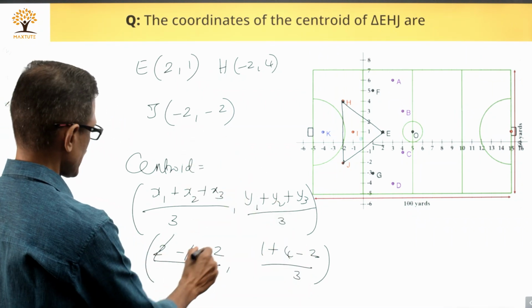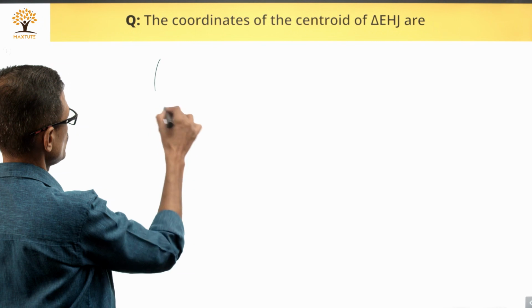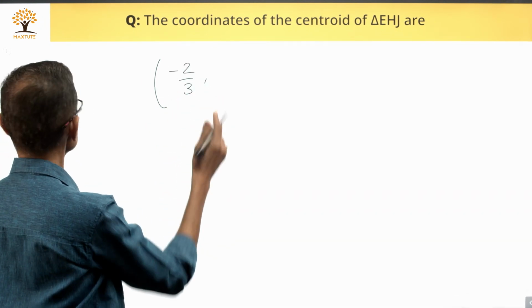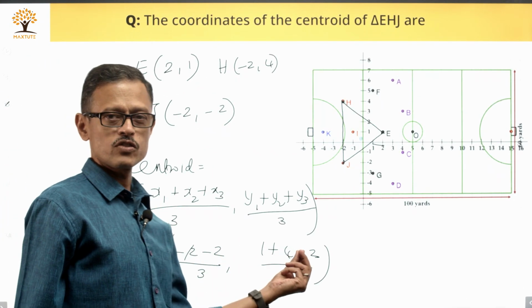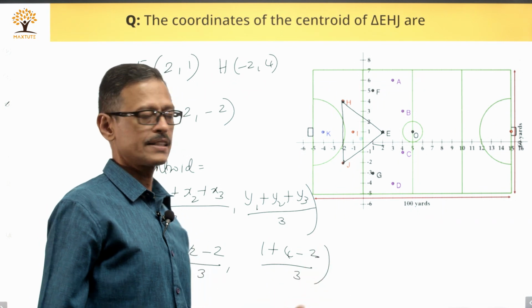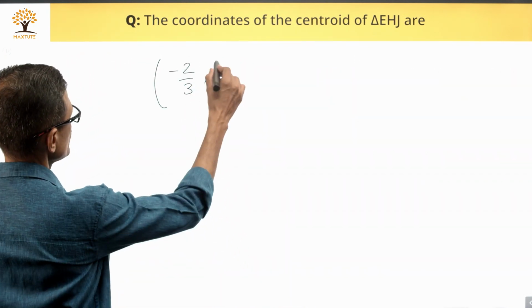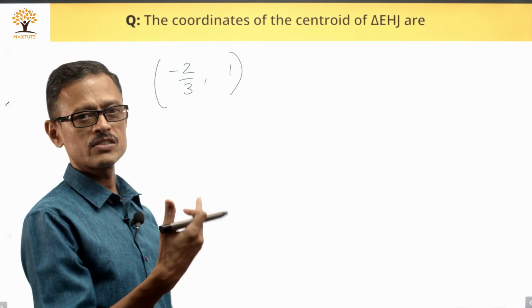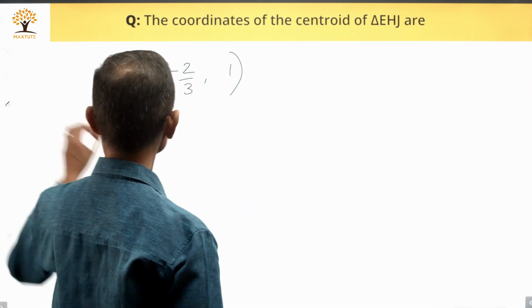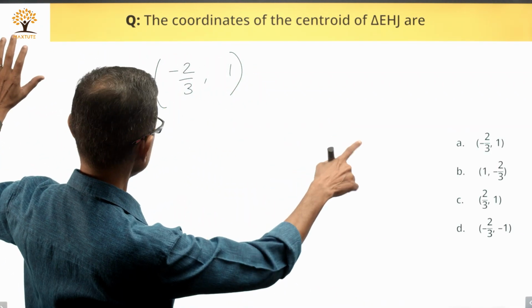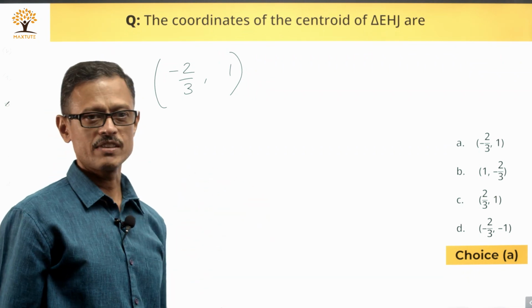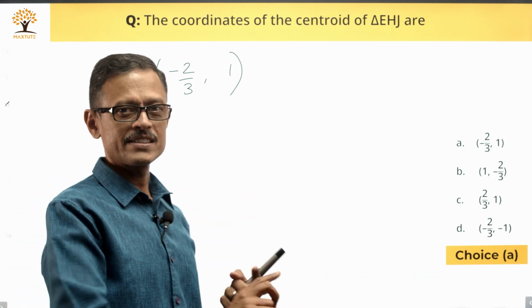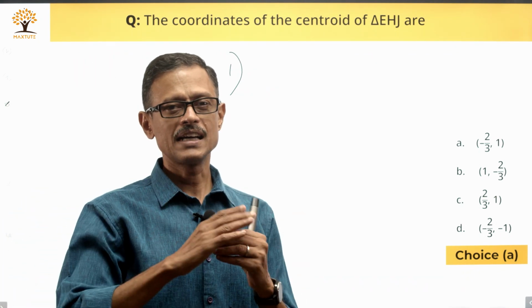We are left with minus 2 by 3 as the x coordinate. Let us check out what the y coordinate is. 1 plus 4 is 5, 5 minus 2 is 3, 3 by 3 is equal to 1. So, minus 2 by 3 comma 1 are the coordinates of the centroid of this triangle EHJ. Look at answer option minus 2 by 3 comma 1, choice A is the correct answer to this question, right. So, you need to pick the coordinates, apply the correct formula, and then get to the answer, right.